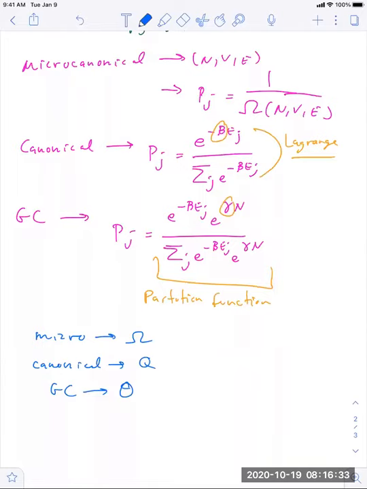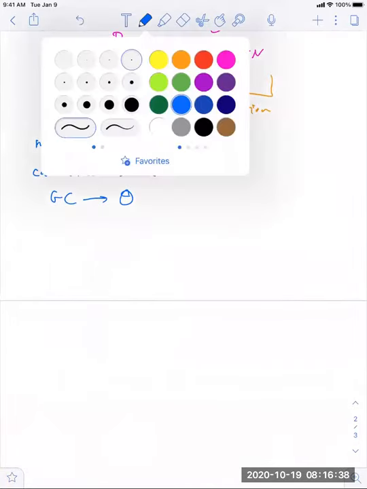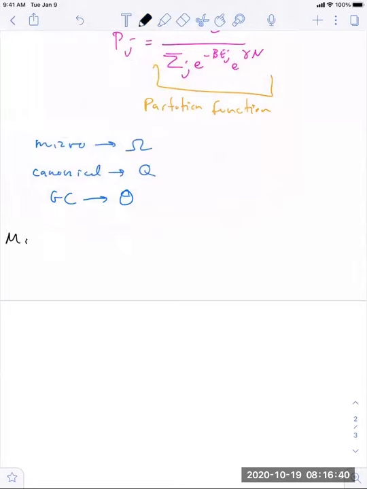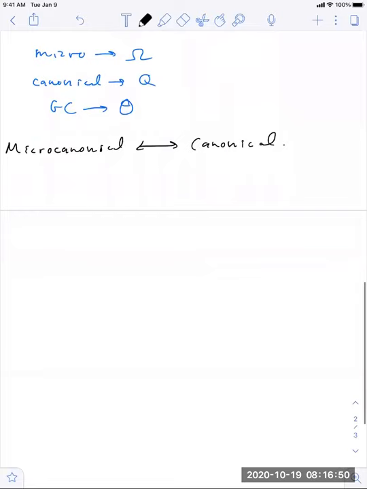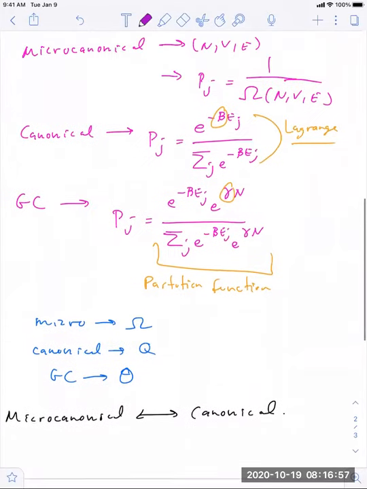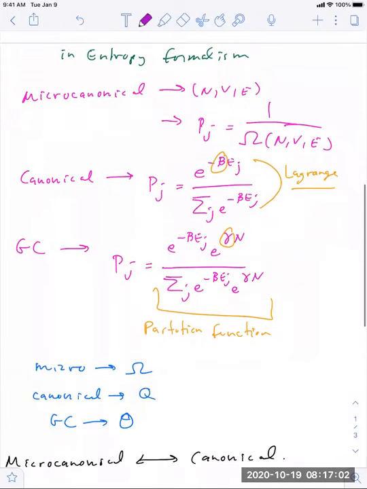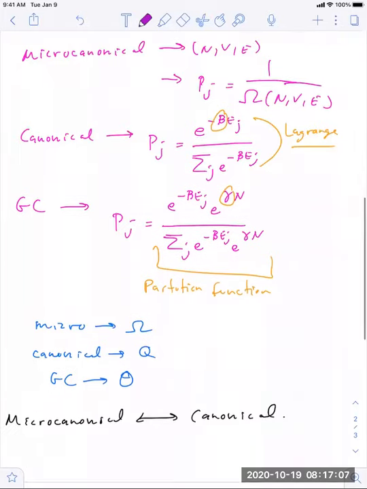So we can also kind of relate these ensembles to one another. So for instance, if we tried to relate the microcanonical to the canonical ensemble, we can write the canonical ensemble partition function in a slightly different way. So previously I just wrote it as the sum over all microstates J of this exponential of minus beta times the energy.